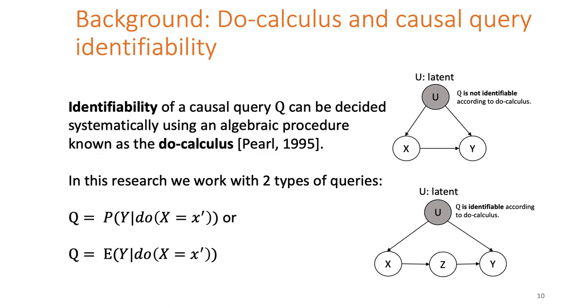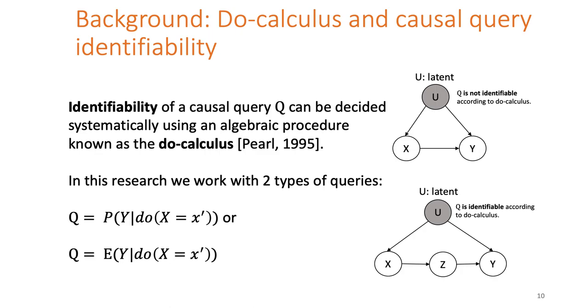Having a causal query, its identifiability can be decided systematically using an algebraic procedure known as do calculus. In this research, we work with two types of queries: a query in the form of a probability distribution and a query in the form of expectation value. Notice the notation do x equal to x prime. This is different than a conditional probability notation that we are all familiar with.